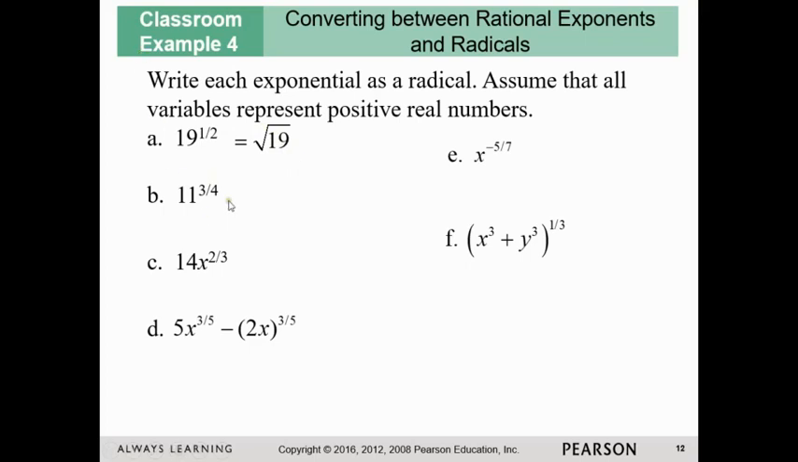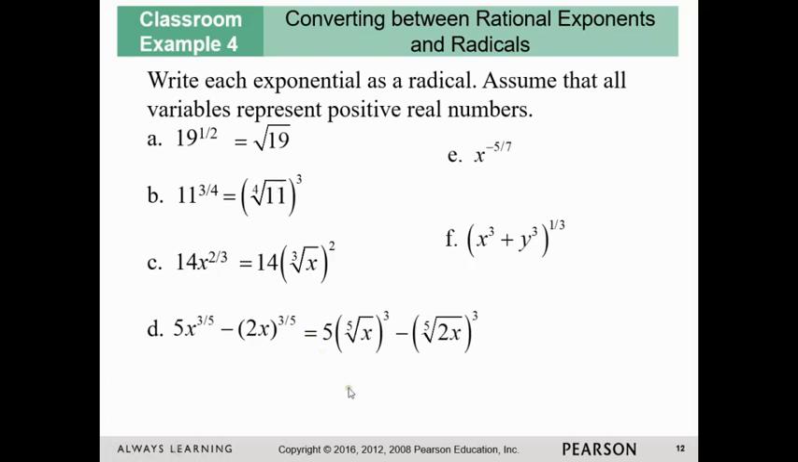Now we're going to write 11 to the 3/4 as a radical. So what we do is we put the denominator into the index portion of the radical expression, right? And then there we've represented it as a radical. Now C, we just factor out the 14. The x is to the 2/3. We take the x, the denominator of 3 becomes the index of the radical expression of x, and then we move the square to the outside.